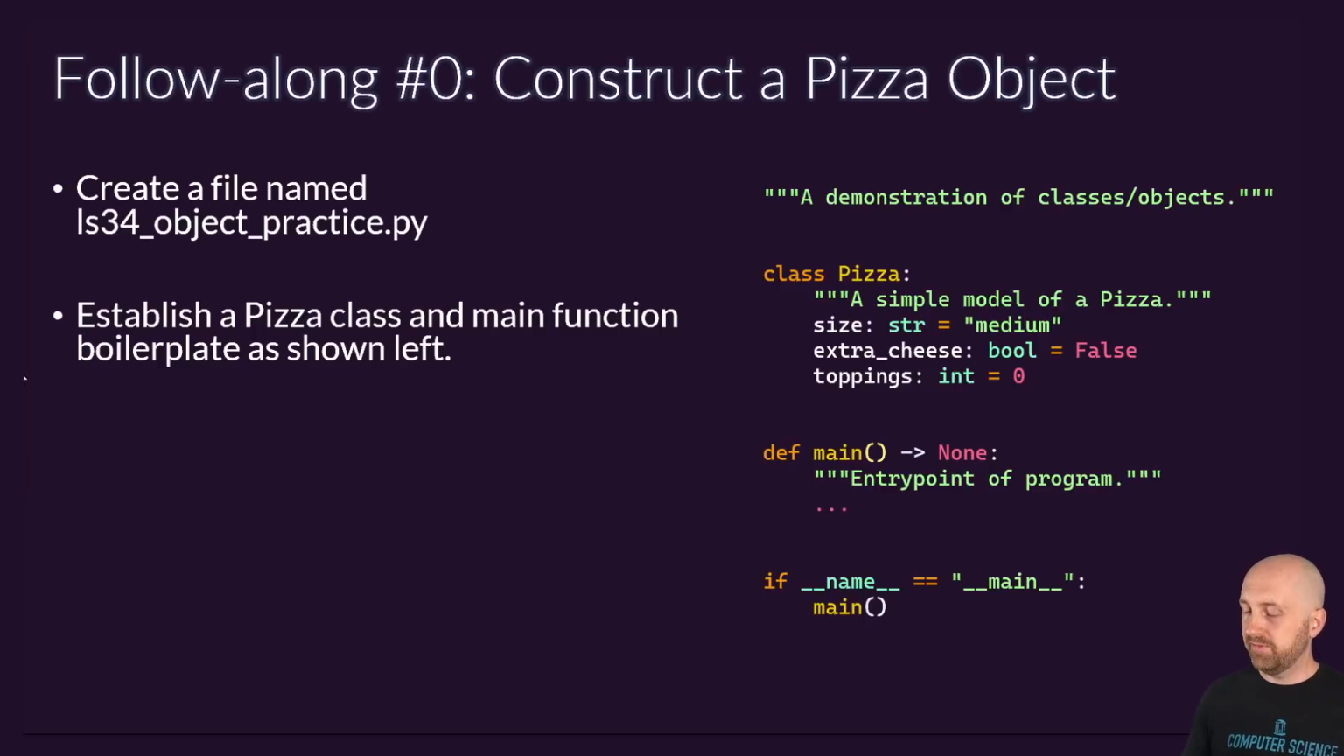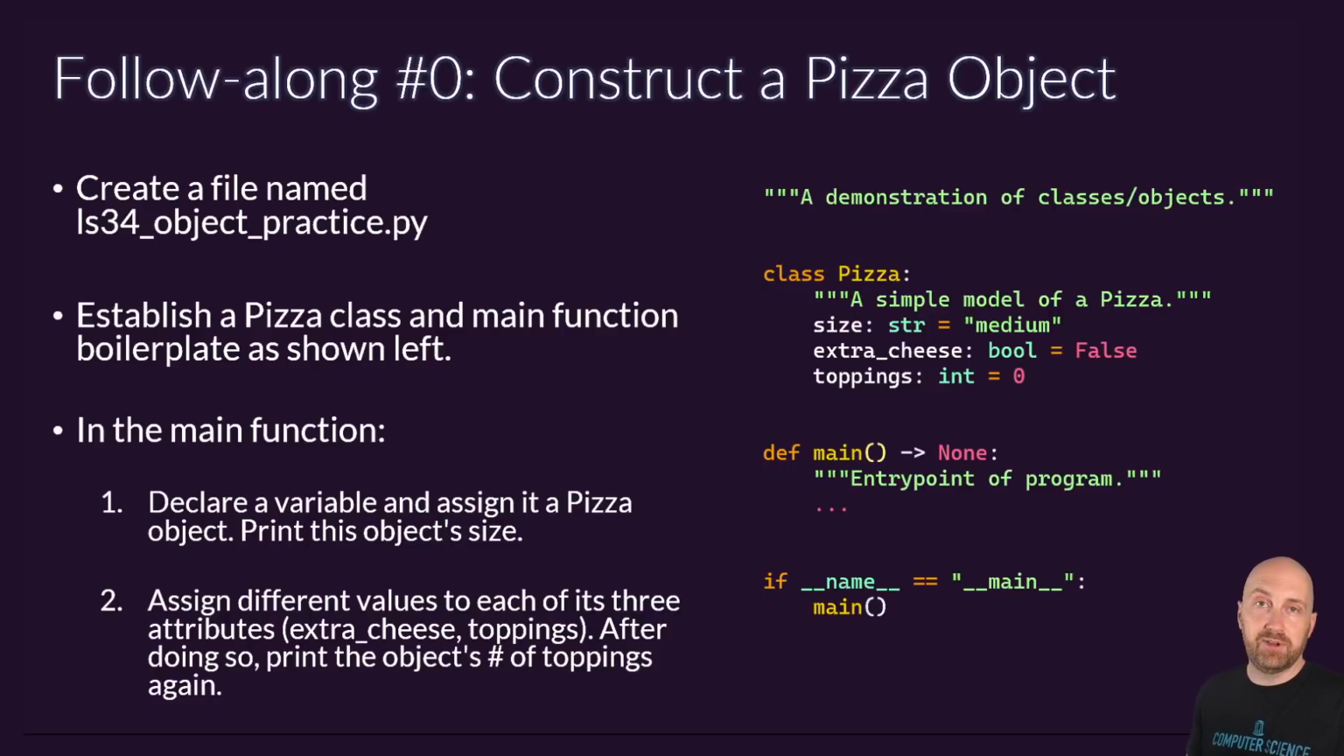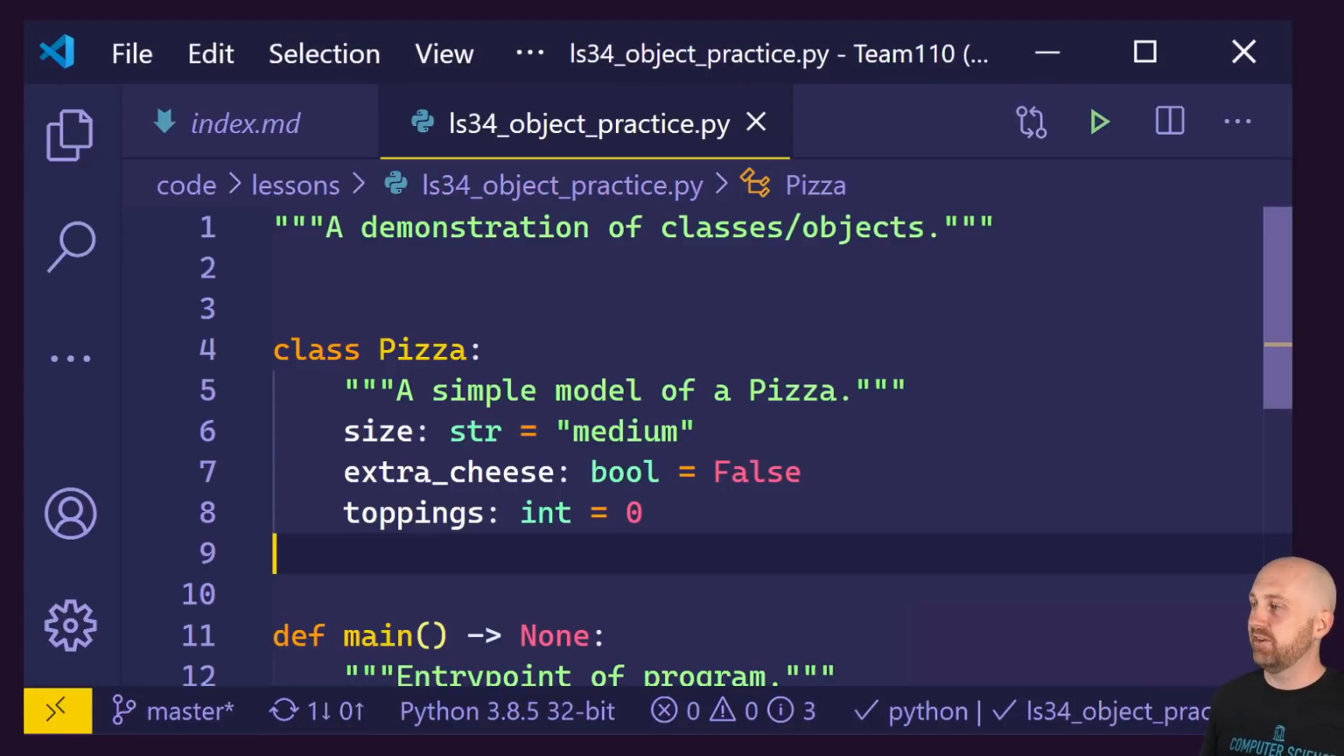All right, so hopefully you've read the definition of this class to notice that a pizza in our model is made up of 3 different attributes: a size, an extra cheese, and toppings of string, bool, and int type respectively, and each of those attributes is given a default value. So what we're going to do next is work together through declaring a variable and initializing it to have a pizza object assigned to it, printing the size, that's the size by default, and then trying to assign some different values to each of these attributes.